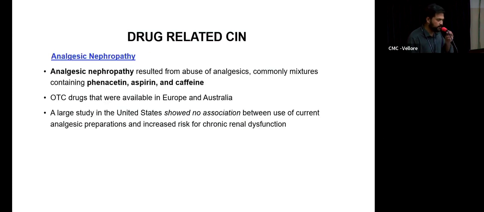Analgesic nephropathy is important, as it has a lot of historical significance also, as it used to result from a cocktail of analgesics previously, which was a combination of phenacetin, aspirin, and caffeine. They were over-the-counter drugs which were available in Europe and Australia. The last study in the United States showed that there is no association between use of current analgesic preparations and increased risk of chronic renal dysfunction.